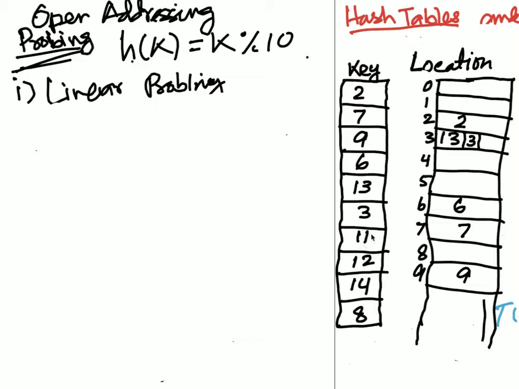Then 11 will come in this position. 11 modulus 10 equals 1, so 11 will come over here. 12 modulus 10 equals 2, so 12 should be coming in position 2, right? So let us do it simple. 12 will come over here, and 14 will come at this position, and then 8 will come in this position, right?